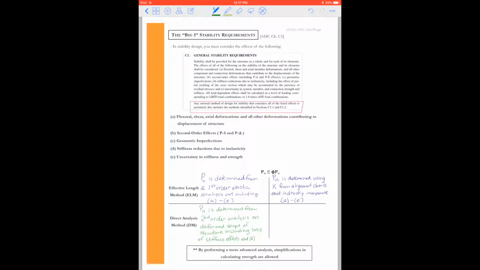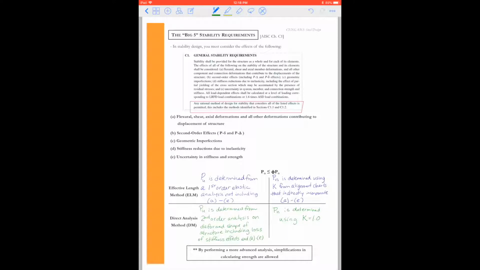and A through E. Okay, so if we include all 5 of these items, then we do that on the left side of our design equation, and then when we go to compute the nominal capacity, we're allowed to just use a K value, an effective length value of 1. So we see if we do a more sophisticated analysis here, we have maybe a little bit simplified design. When we calculate our strength, we can use K equal to 1.